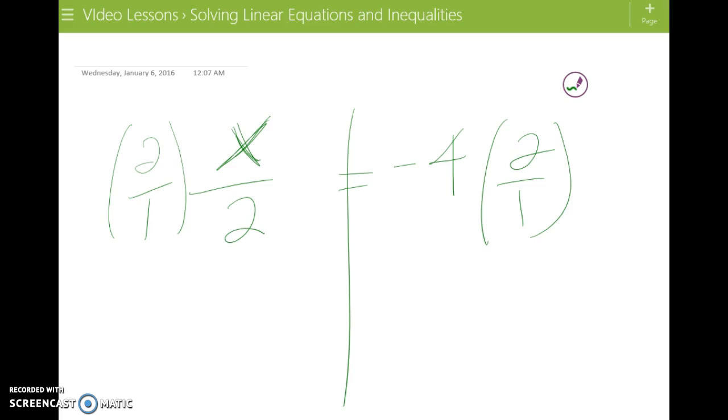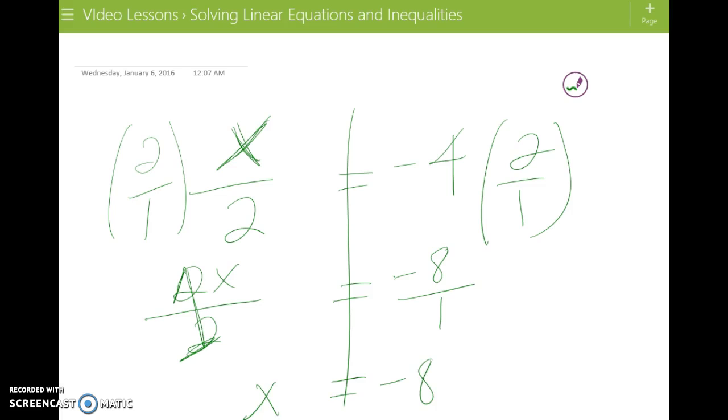All right, let's go ahead and simplify this. Remember, when we multiply fractions, we multiply straight across. So over here, 2 times x is 2x. 1 times 2 is 2. And on this side, negative 4 times 2 is negative 8. And we just have the 1 at the bottom. Well, what's 2 over 2? 2 over 2 is 1. So we do have x alone. x equals negative 8.